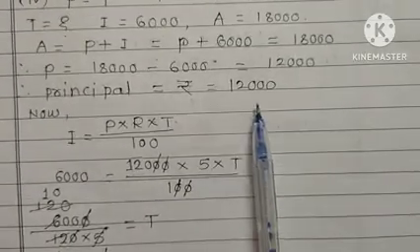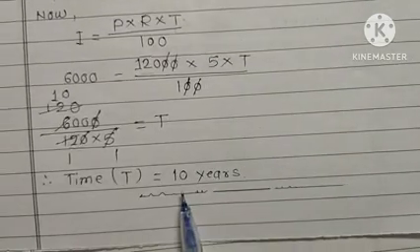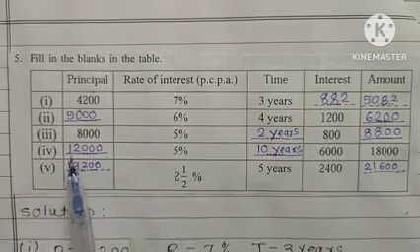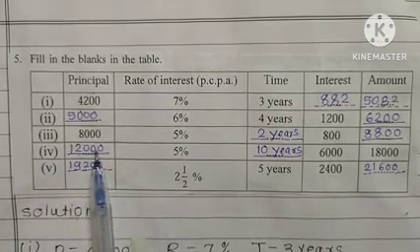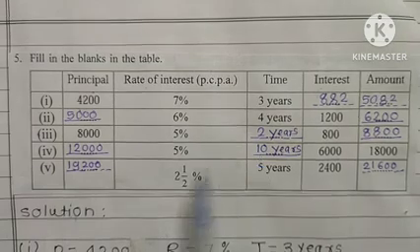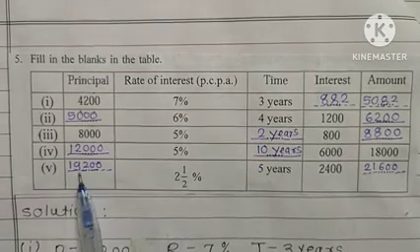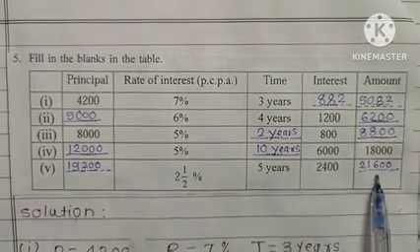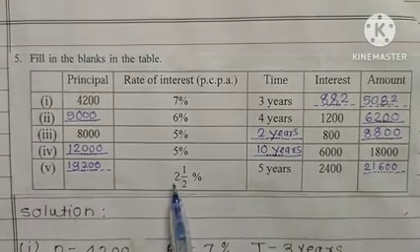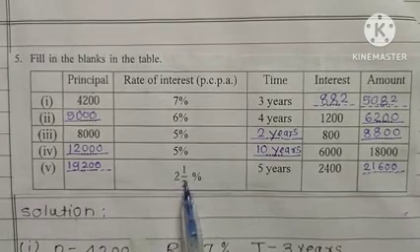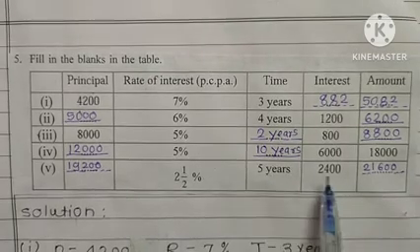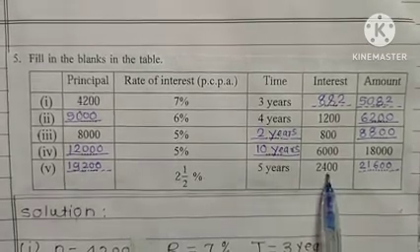So principal 12,000, time 10 years put in the table. This fourth example, P principal 12,000 and time 10 years. Last example 5. P is asked, amount is asked. Okay. R is given. Rate of interest is what? 2.5%. Time 5 years given. And interest 2,400 given.